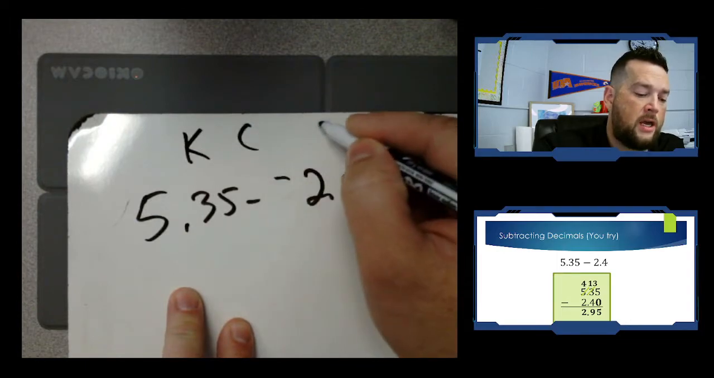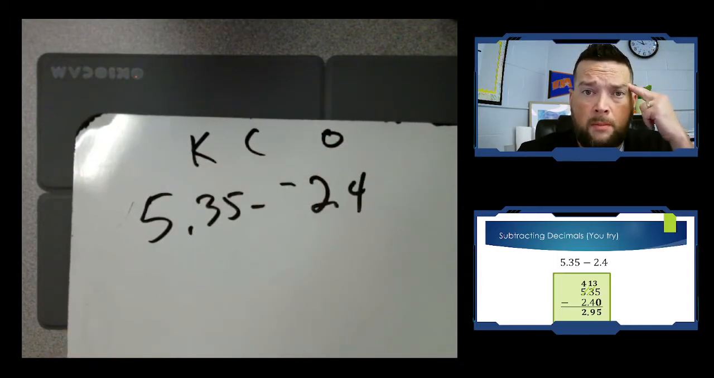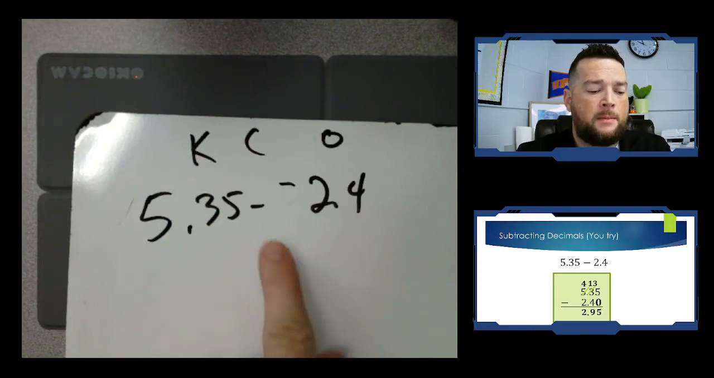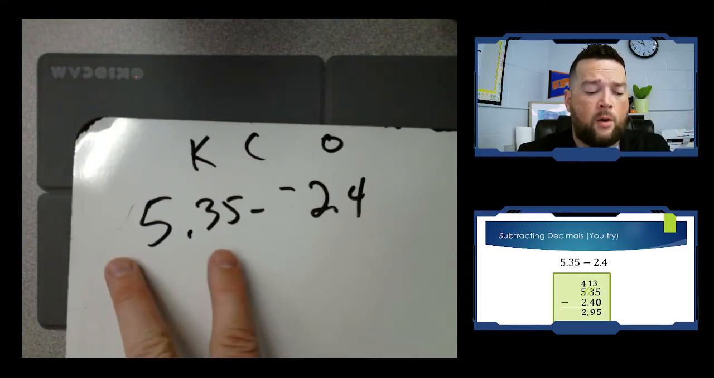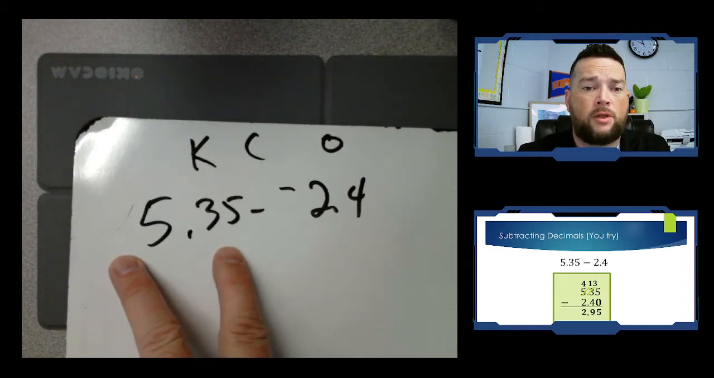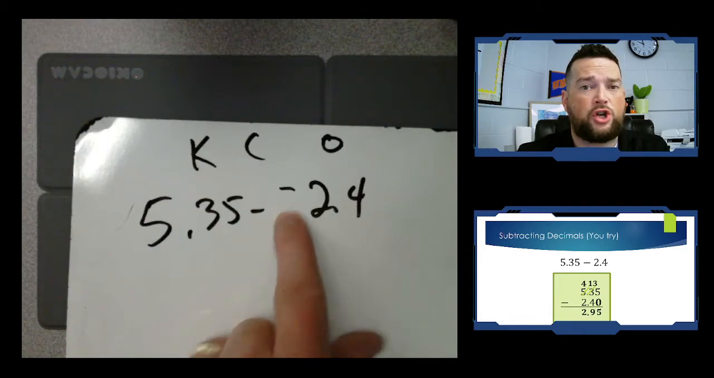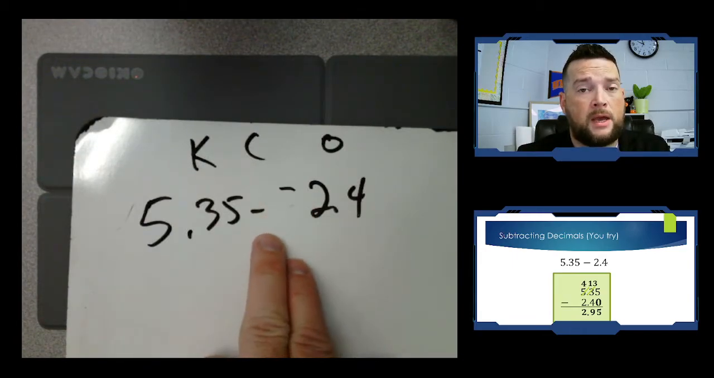Keep, change, opposite. And I don't have to write the KCO up there. I'm just going to remember that I'm going to apply keep, change, opposite in order to turn this into an addition problem. Because subtraction of negatives really messes with our brain. Our brain still sees 5.35 minus 2.4, but the reality is that the negative has changed things, and you've got a double negative here, which is ultimately going to become a positive.